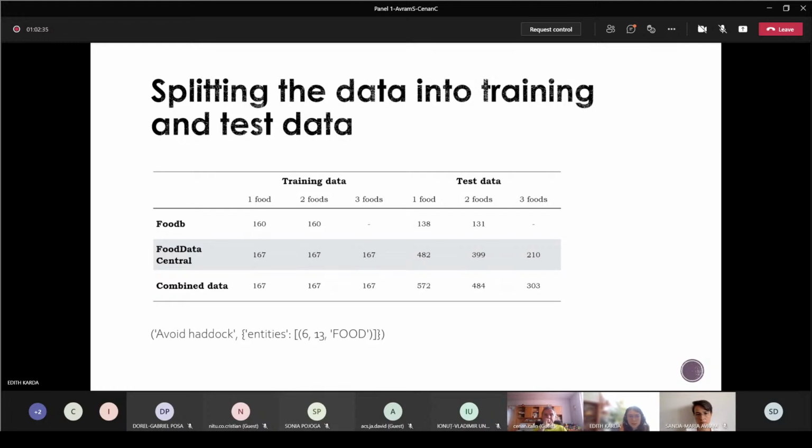After this, I split the data into training and test data, also taking into account the number of foods. And I had to prepare the data. I had to prepare example sentences where I introduced the food names from the data, as shown here below in the example, avoid haddock, and I had to label the food entity.